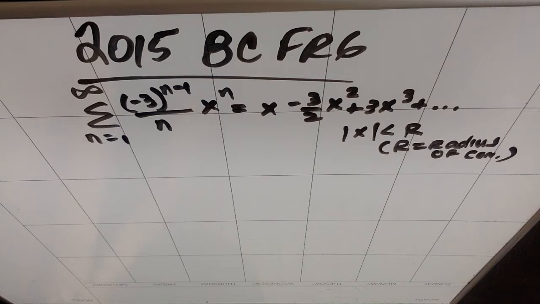The Maclaurin series for a function f is given by this expression that you can see in front of you, and converges to f of x for absolute value of x is less than r, where r is called the radius of convergence for the Maclaurin series. Part A, use the ratio test to find r.